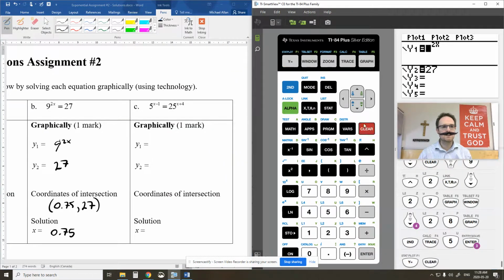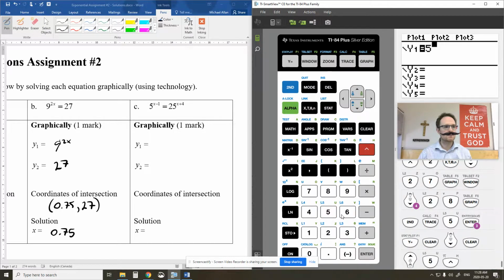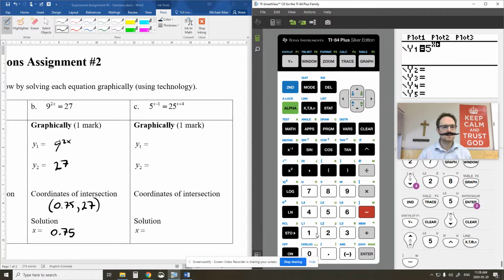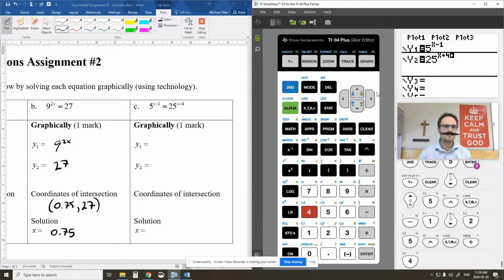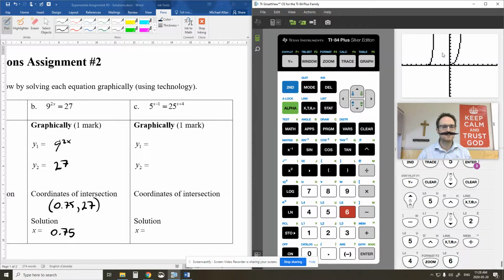Okay, my last one here, pretty easy. Plug that into my calculator: x minus 1, and 25 to the power of x plus 4. Nothing else weird about that. Okay, I'm going to just go back to my zoom standard. There are my 2 graphs. I don't know where they cross. Maybe they actually cross each other already.